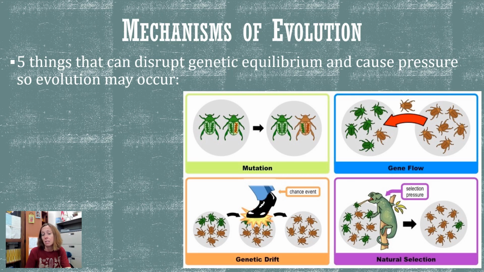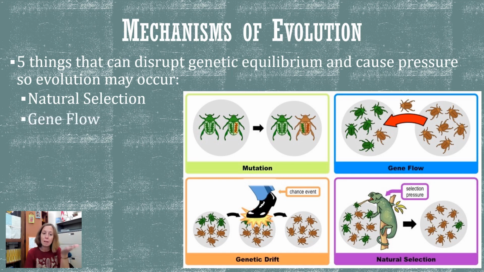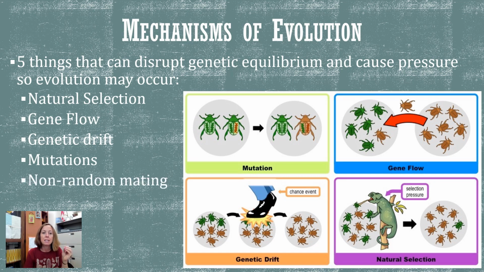There are five things that can disrupt that genetic equilibrium and cause pressure so evolution will occur. That's what this lecture is going to be about. The first one is natural selection, which we talked about last week. Then we have gene flow, genetic drift, mutation, and non-random mating. So, NGGMN: natural selection, gene flow, genetic drift, mutation, non-random mating.